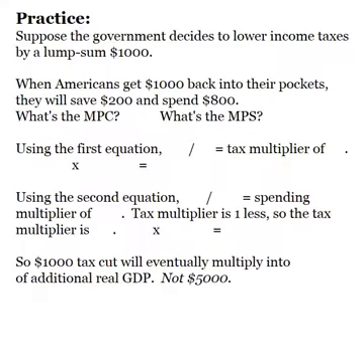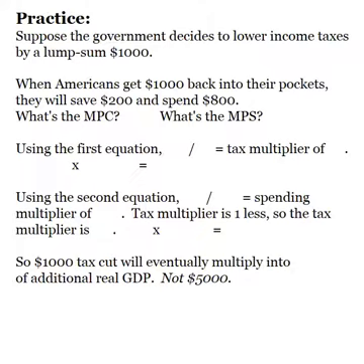Let's practice with the tax or transfer multiplier equation. We're going to use both equations just to see how both of them work and how both of them will give you the same answer overall. So in this situation, the government decides to lower income taxes by a lump sum of $1,000. That means that each individual would owe $1,000 less than they did before. When American households receive that $1,000, they will save $200 and spend $800.